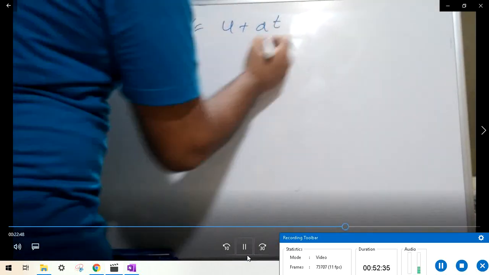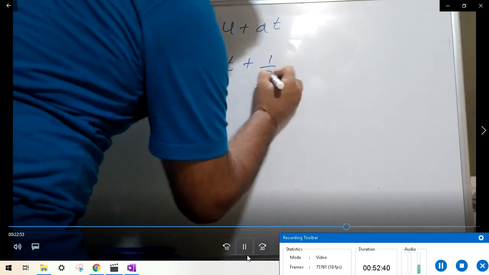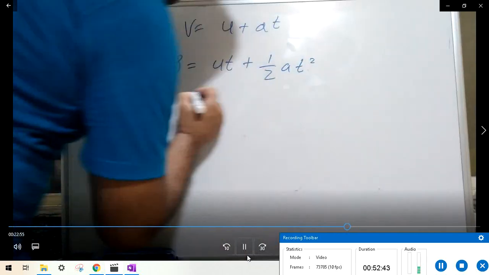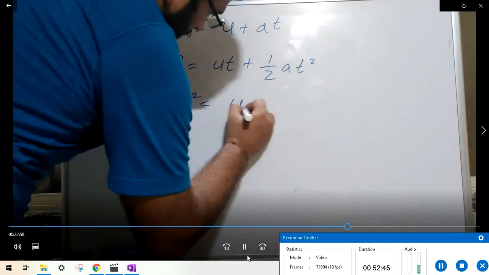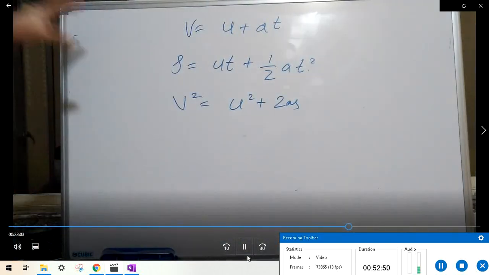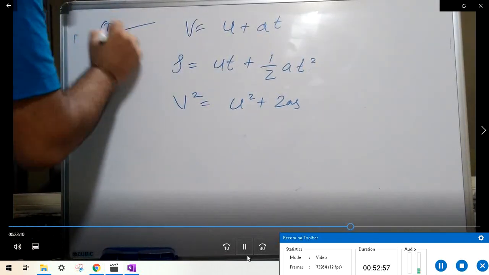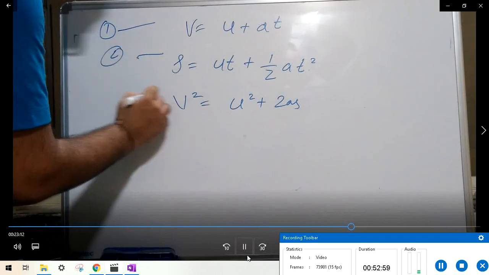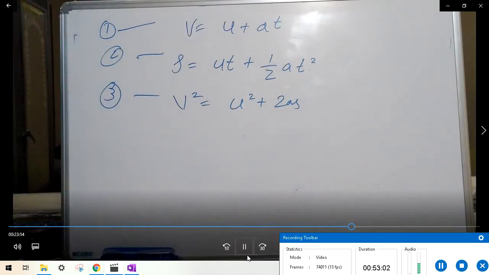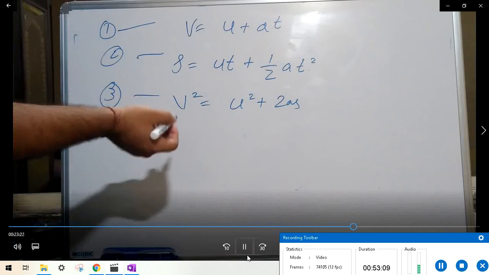V is equal to U plus AT. S is equal to UT plus half AT square, and V square is equal to U square plus 2AS. For those of you who do not know about these formulas, it is completely fine. I will explain them again. Now let us understand these three very important formulas which will always come up in your life to kill you, especially in the exams. They are very simple if you understand them once.